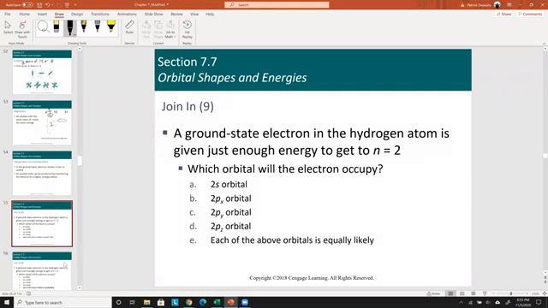So let's see this one. A ground state electron in the hydrogen atom is given just enough energy to get to n equals 2. So energy level 1 is where the hydrogen atom electron stays. But if you give it enough energy to go to 2, which orbital will it occupy?